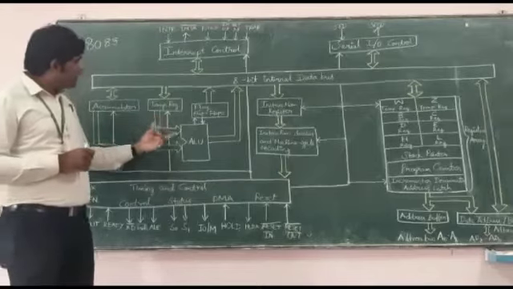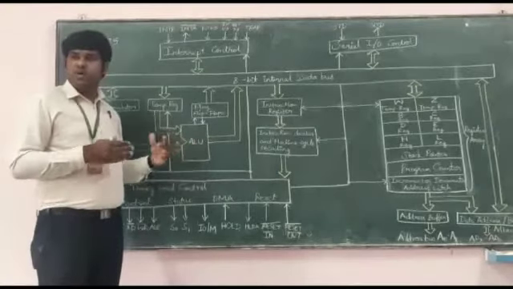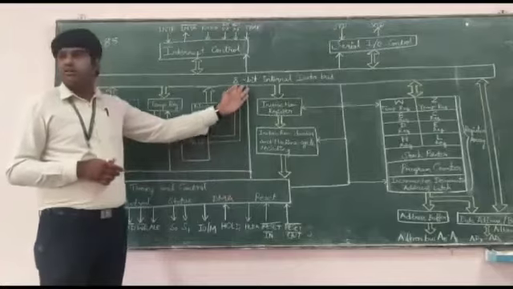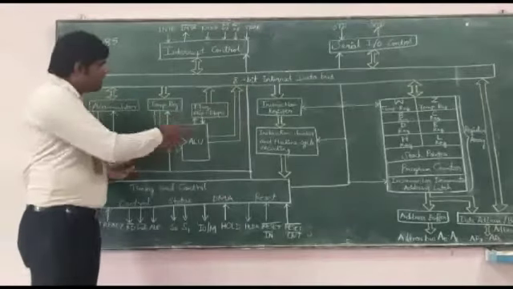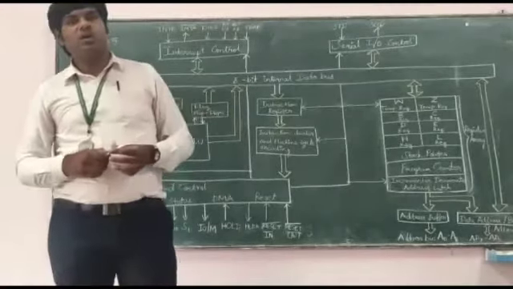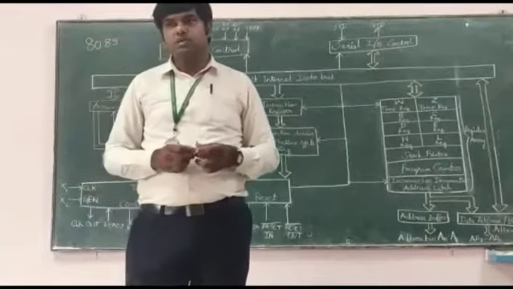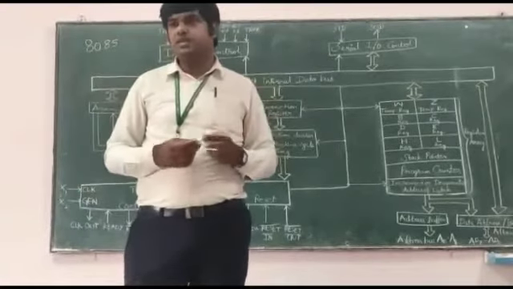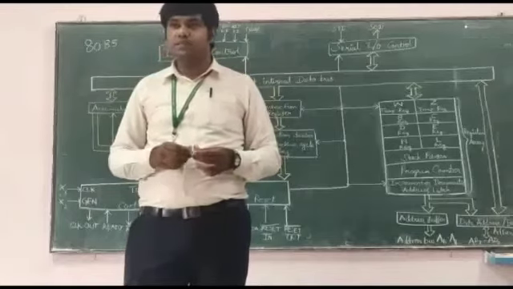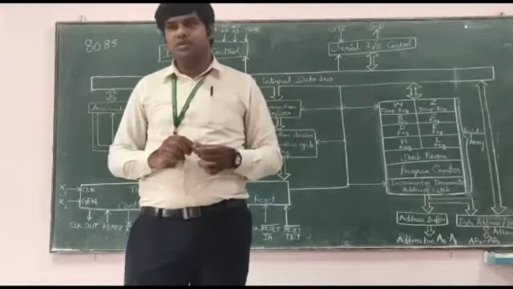Then we have an ALU which performs the operation defined by the instruction. Then it gives the result to the data bus. Then we have one more register which we call the flag register, or the program status word. The main purpose of the flag register is to know the status of the instruction which we have executed.